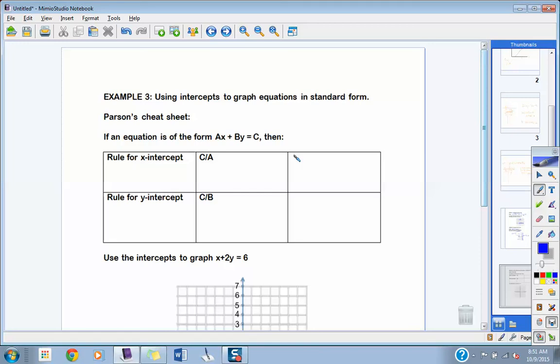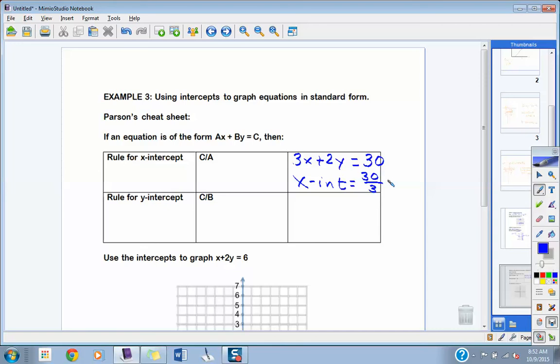If I have an equation, 3x plus 2y equals, let's say, 30. First of all, you've got to be able to identify your A, B, and C values. The A value is 3, the B value is 2, and the C value is 30. So by the shortcut rule, if they ask you to find the x-intercept, or the point where the line crosses the x-axis, you take C and divide it by A. The x-intercept would equal 30 divided by 3, which is 10.